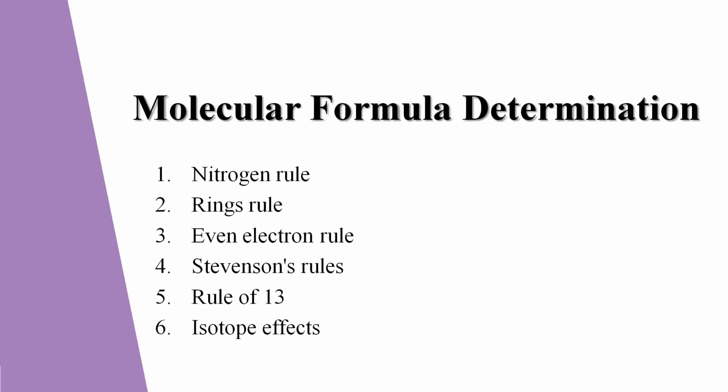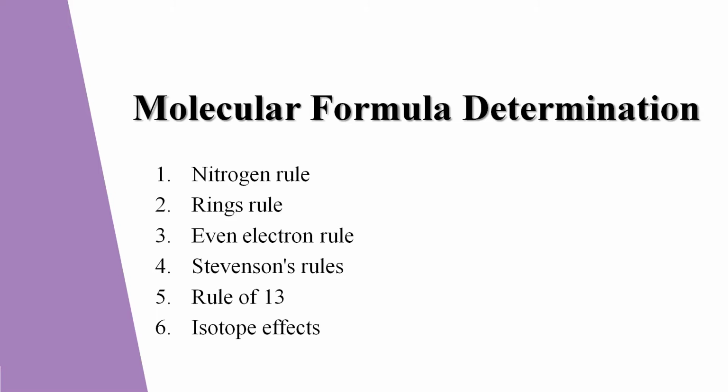Next is the even electron rule. The even electron rule states that ions with an even number of electrons, cations but not radical ions, tend to form even electron fragment ions, while odd electron ions, the radical ions, form odd electron or even electron ions. Even electron species tend to fragment to another even electron cation and a neutral molecule rather than two odd electron species.